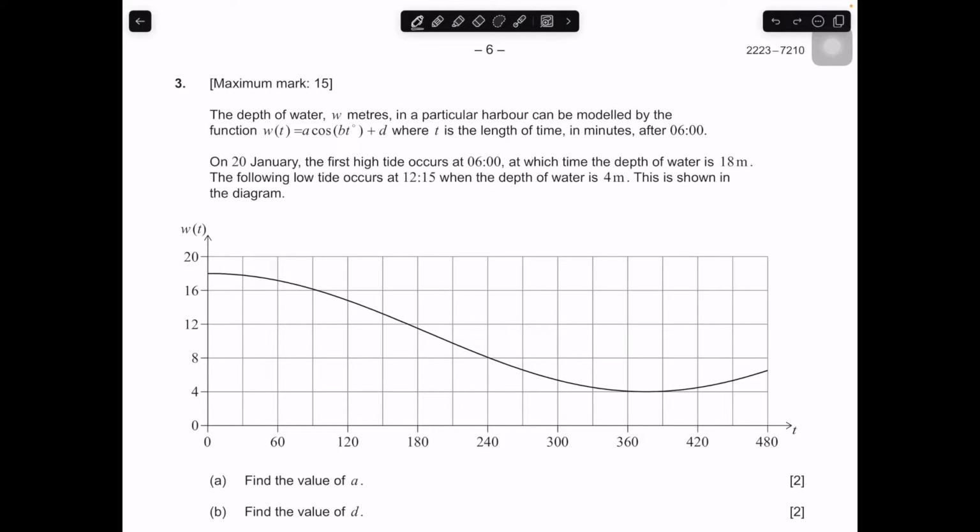Continue on. On January 20th, the first high tide occurs at 6 in the morning, at which time the depth of the water is 18 meters. The following low tide occurs at 12:15 when the depth of water is 4 meters. This is shown in the diagram.